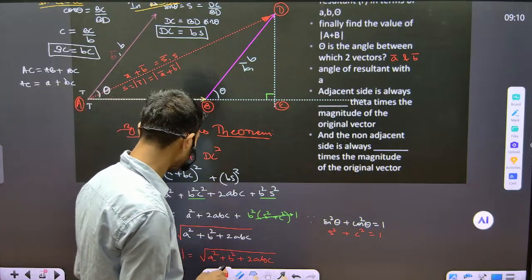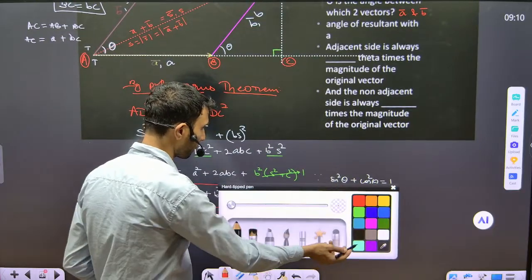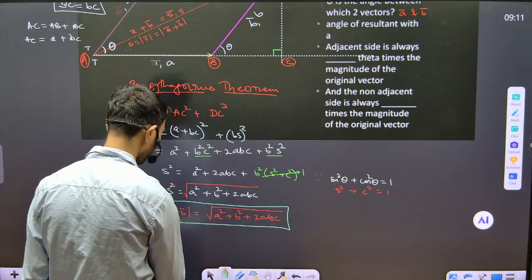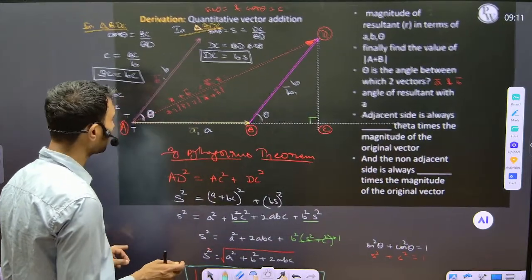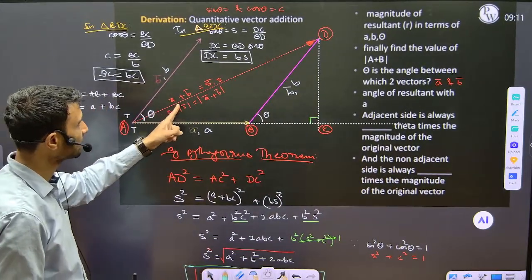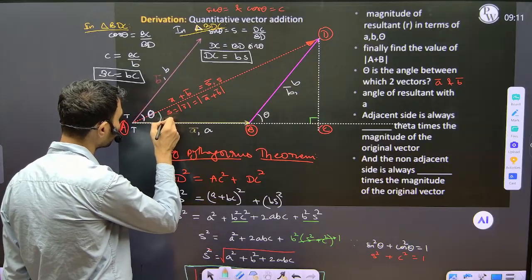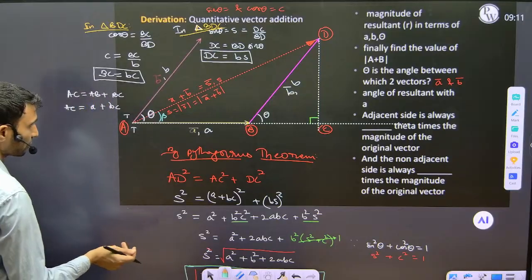Angle of resultant with A. Now let's make a box here because these are important formulas. Now angle made by the resultant, which is the S vector with A vector. So let's say that angle is beta, and we have to find beta, let's say. So how do you do that?